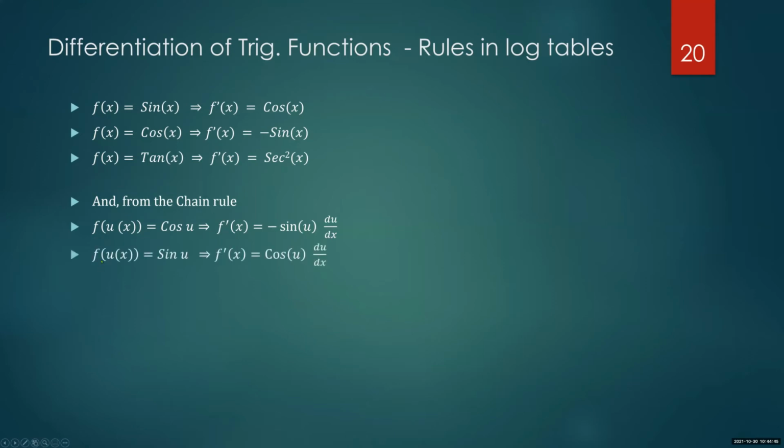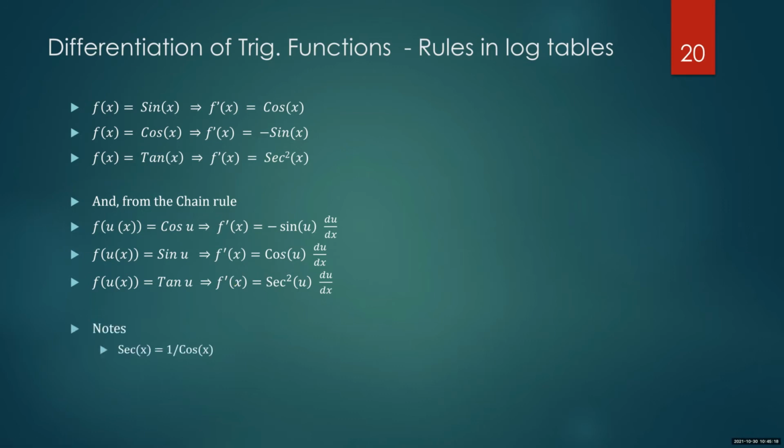Similarly, if f of u of x is equal to sine of u, then the dy du piece of that is cos of u, and you multiply that by du dx to get f dash of x. And similarly for tan u, if f of u of x is equal to tan u, then the sec squared piece is the dy du piece, and then you just evaluate du dx. We'll be doing examples on this.